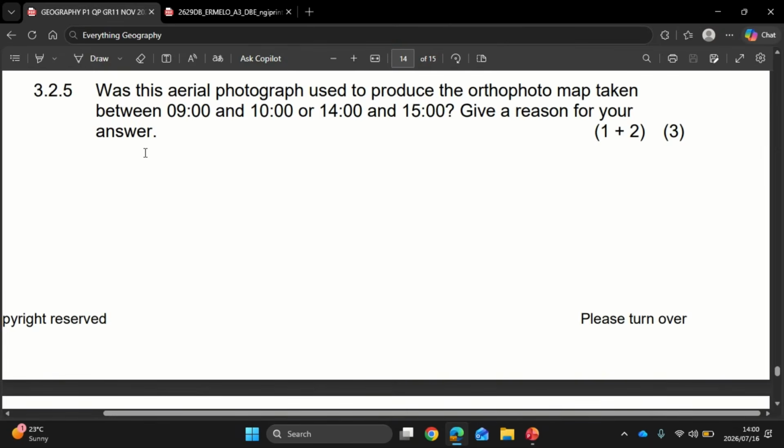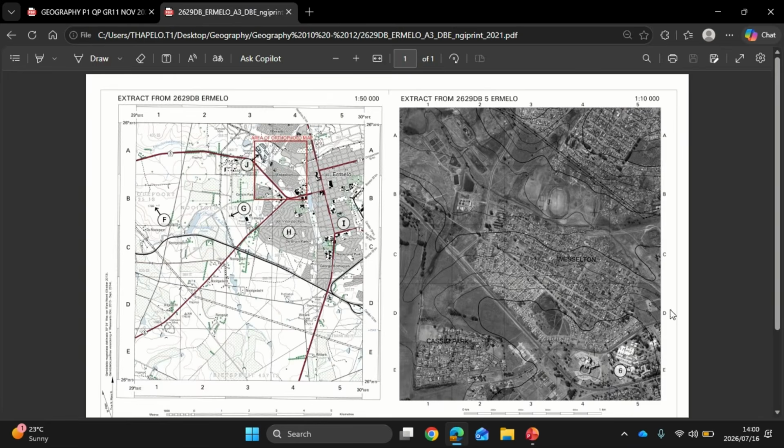Was this aerial photograph used to produce the orthophoto map taken between 9 and 10 or 14 hours and 15 hours? Give a reason for your answer. You have 3 marks over there. So with map work, you know that your map is your memorandum.